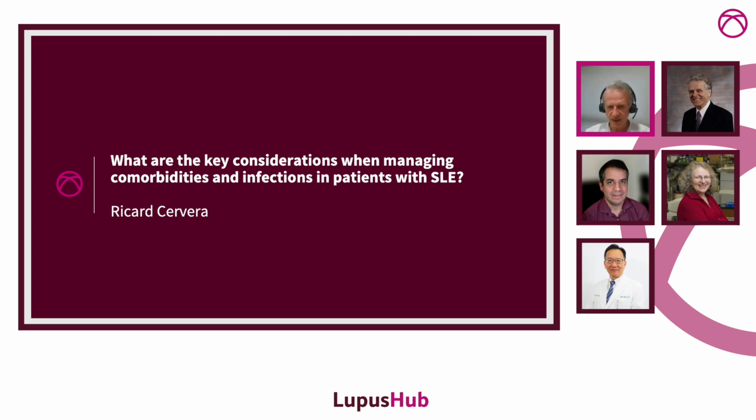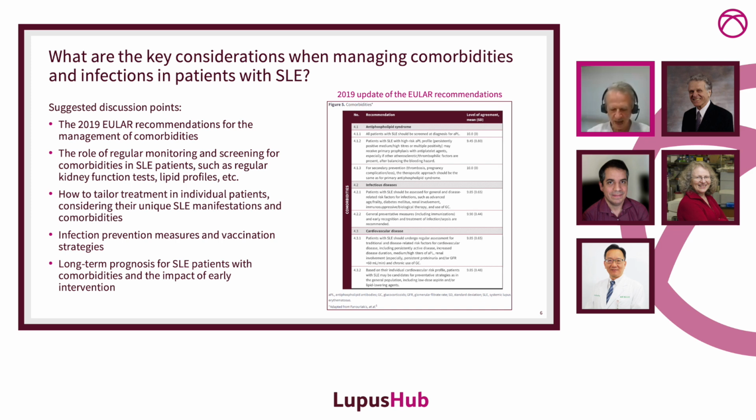I think that both the previous 2019 EULAR recommendations and the current 2023 EULAR recommendations have some specific recommendations devoted to comorbidities. We can have a look at these recommendations and then discuss them a little bit more. Starting from the last recommendations, 2023, there is recommendation number 12 that deals with the antiphospholipid syndrome, which is a very common comorbidity in patients with lupus.